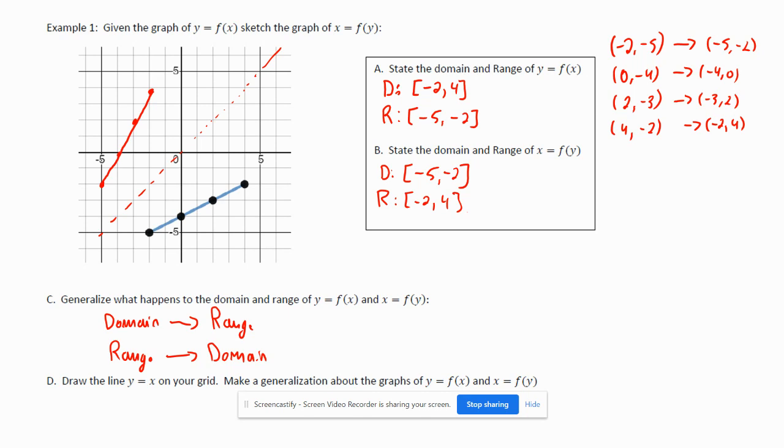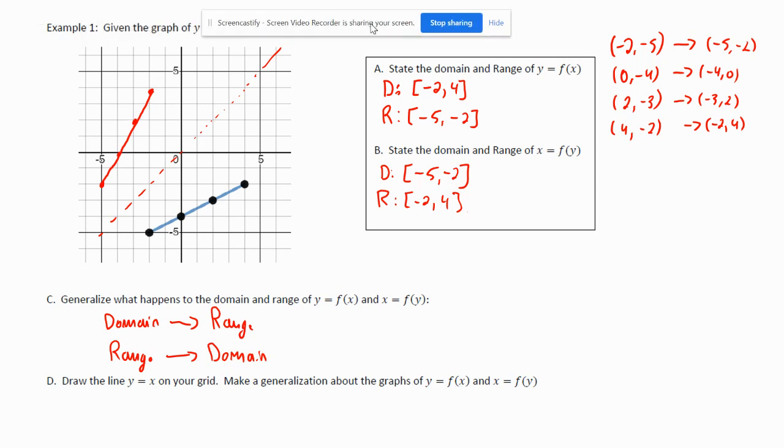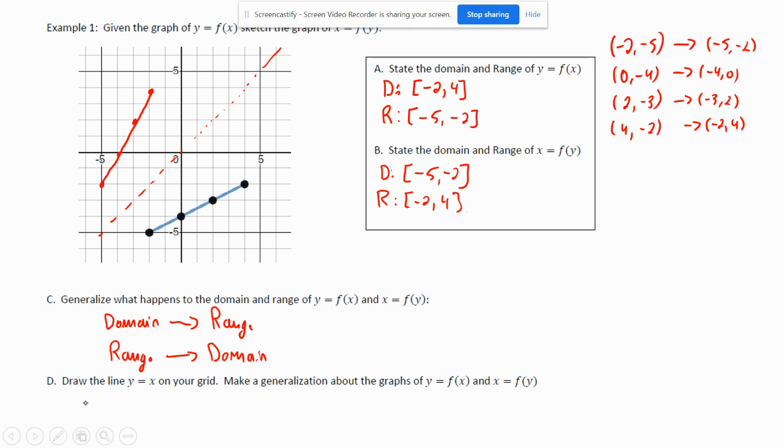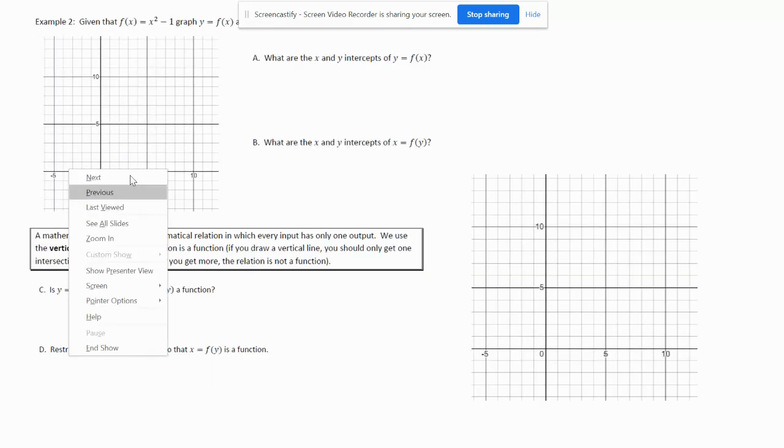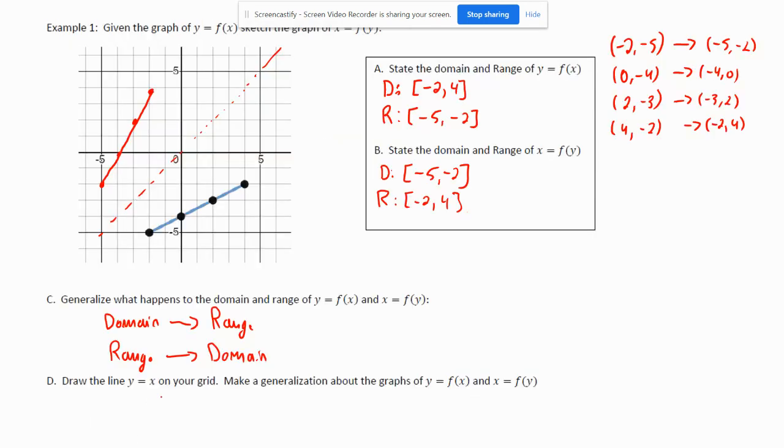So what we're trying to get at for this last bullet is that x = f(y) is a reflection of y = f(x) across the line y = x. We reflect it across this line and we get this function over here.